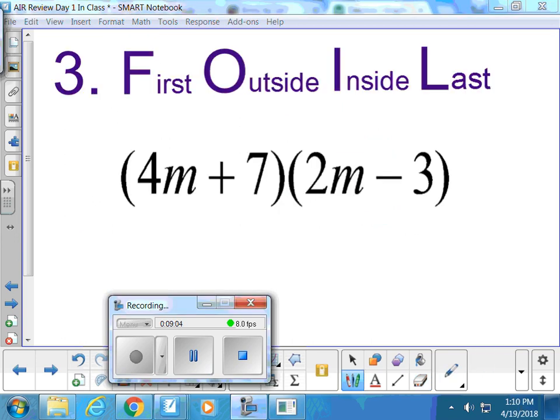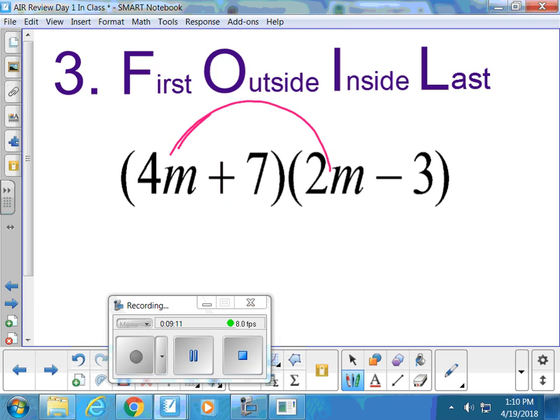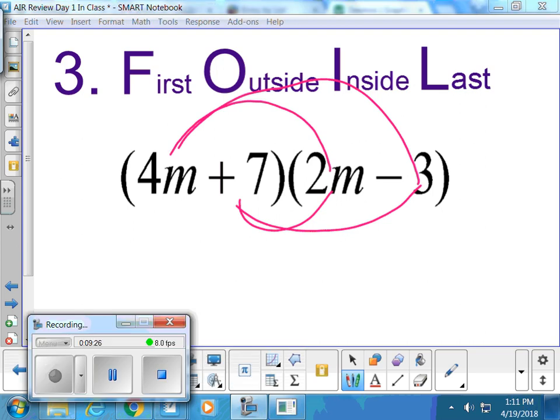Foiling. First, outer, inner, last. So when we did this, some people like drawing the rainbows. Remember that? First, outside, inside, last. And some people like drawing a 2x2 box and having everything kind of distribute that way. So go ahead and try this problem using whatever method that you want. Okay? And pause. When you're ready to check, you can look up. I'll do it real quick.